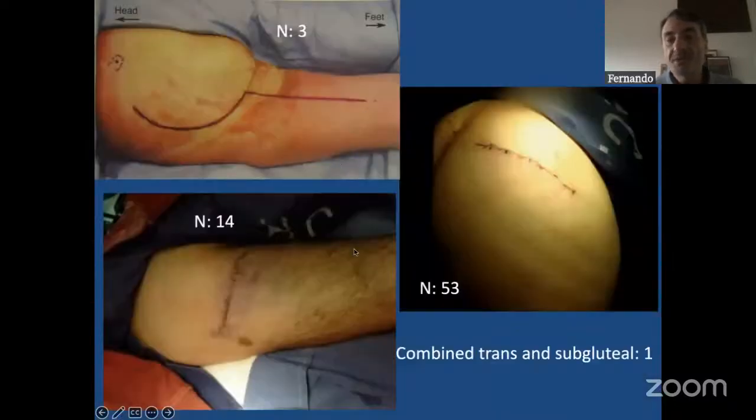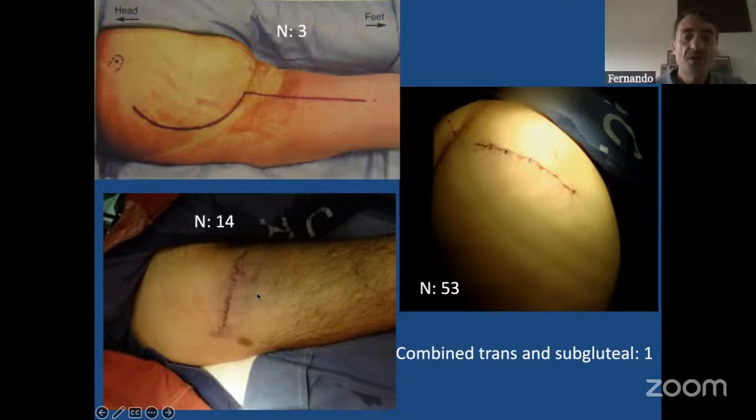And in our experience of our group, of Mariano, Javi, Carlos, and Deborah, we perform the classic or Stuckey approach only in 3 cases. We perform the subgluteal approach in 40 cases, and we use very frequently the transgluteal approach in 53 cases.